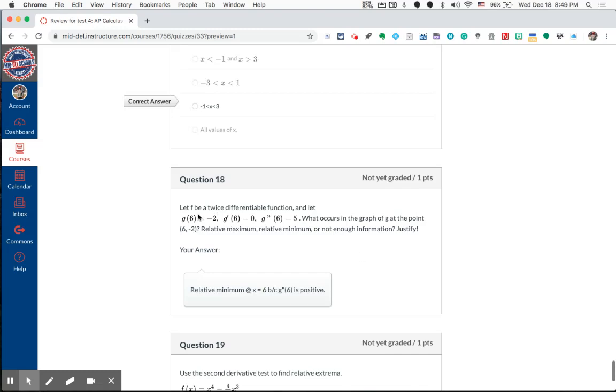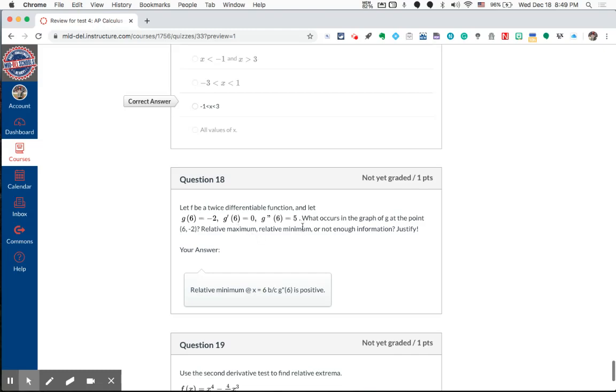18, let G, it should say G. I need to go back and fix that. So we have G of 6 equals negative 2, G prime of 6 equals 0, and G double prime of 6 equals 5. What occurs in the graph of G at the point 6, negative 2? A maximum, a minimum, or not enough information?